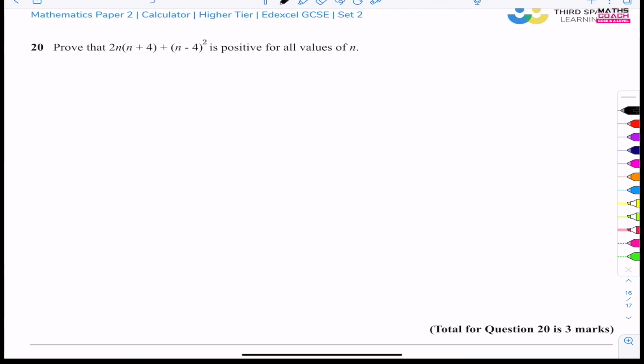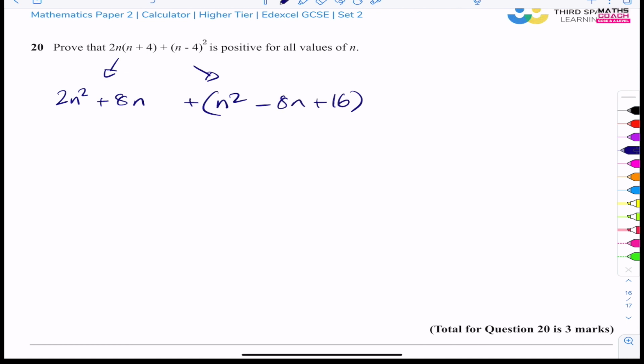Okay, the penultimate question, the one before the last. Prove that 2n(n + 4) + (n - 4) all squared is positive for all values of n. So this is a proof question. Let's go ahead and expand first of all. So this bracket gives us 2n squared plus 8n. This bracket here, we're going to put into another bracket, so some of the negatives may change. So that will be n squared minus 8n plus 16.